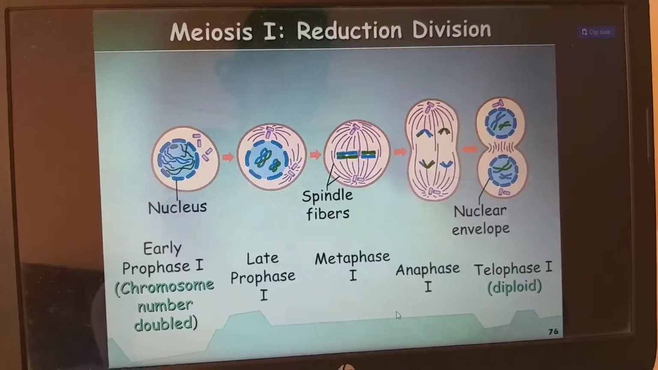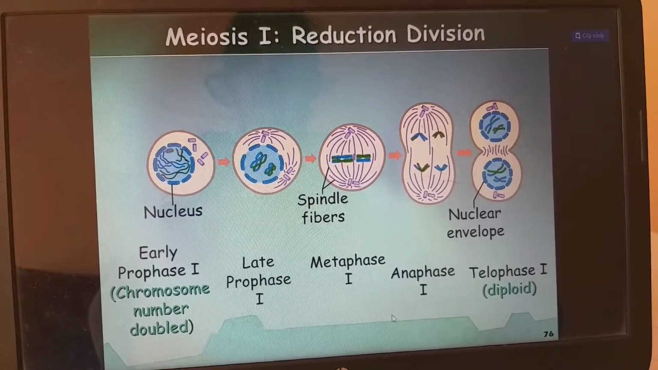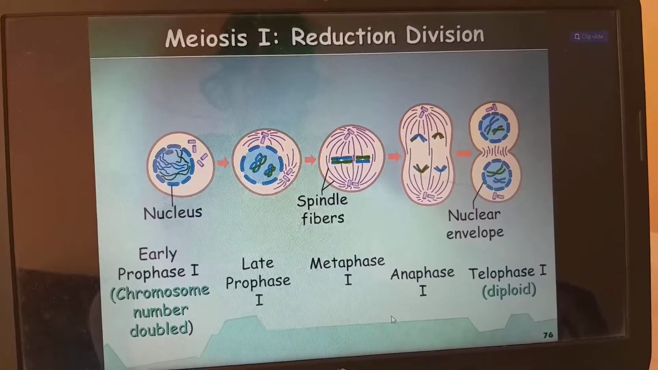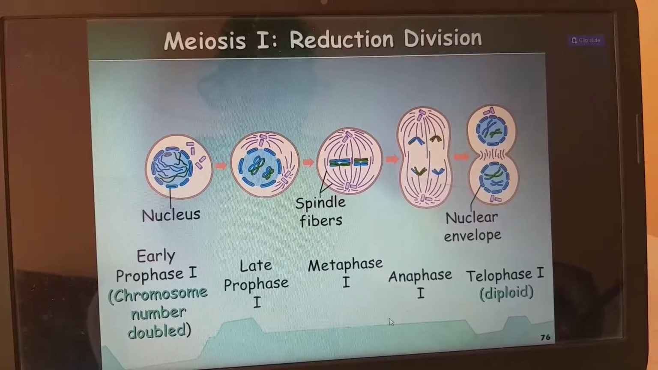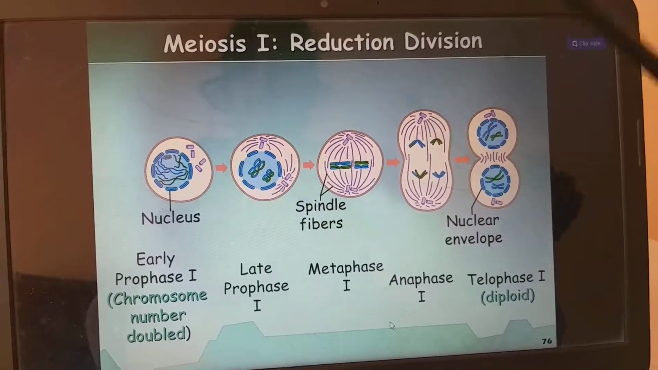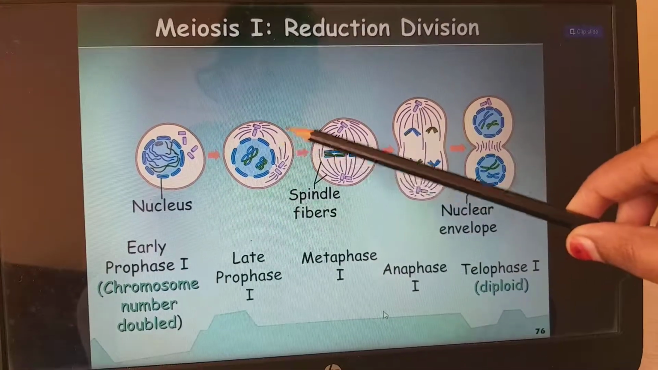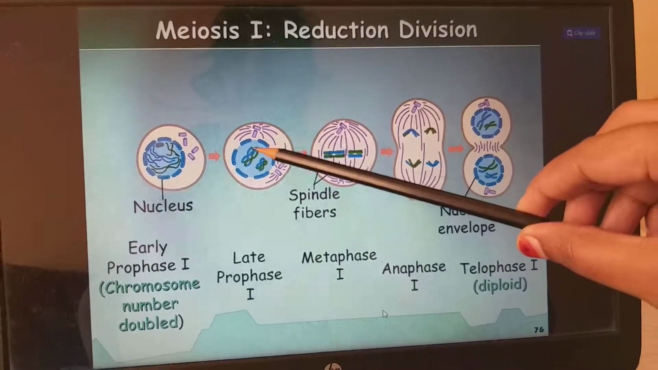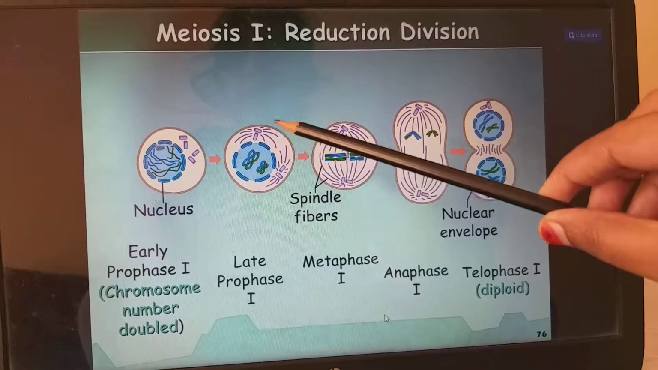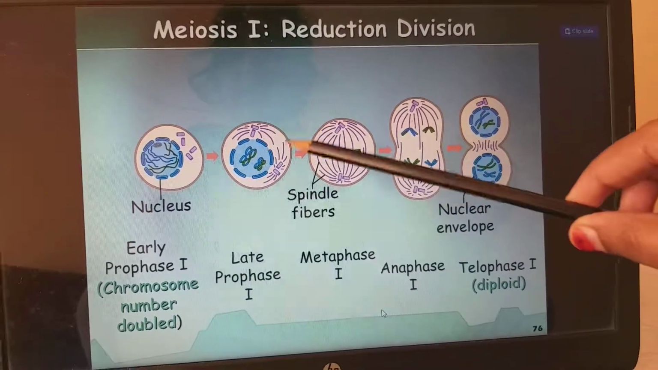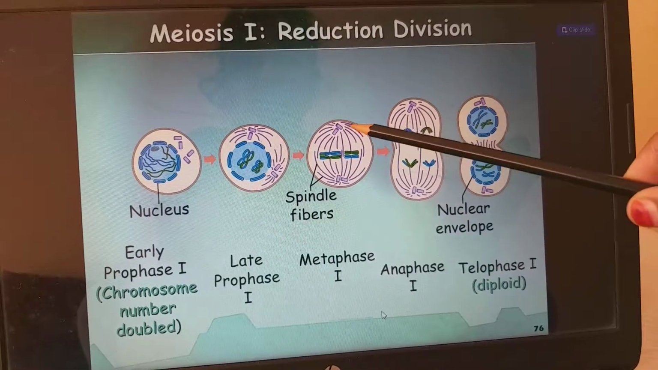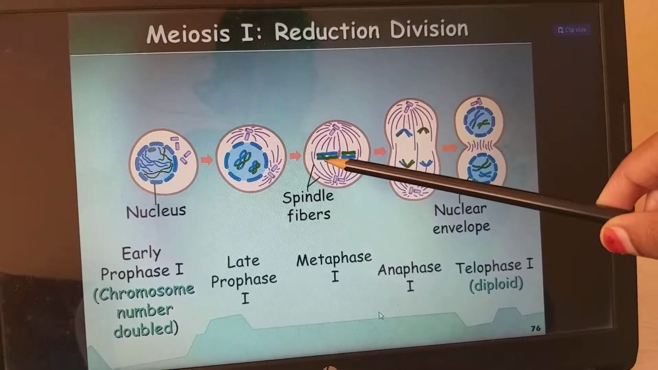And next, meiosis 1, which is a reduction division. Coming to the nucleus, in early prophase the chromosome number will get doubled. In the late prophase, the nuclear membrane and nucleolus will disappear, and the centrioles will move to the opposite poles, and now spindle fiber formation will appear. So now the spindle fibers from the centrioles will get attached to the kinetochore.